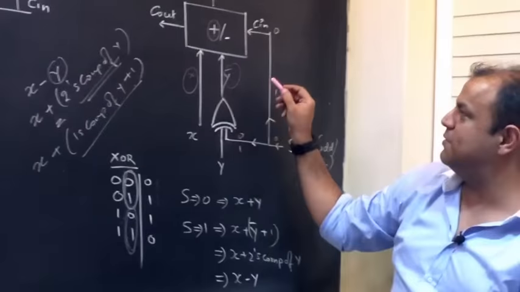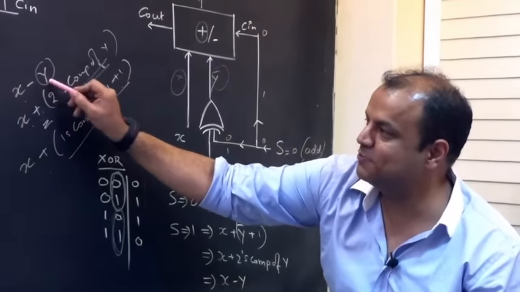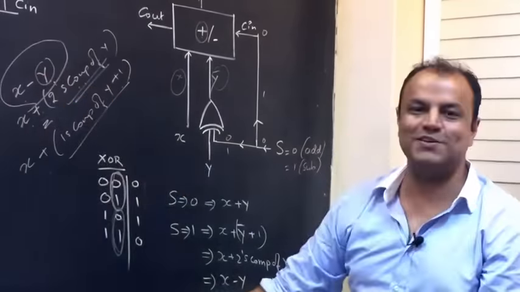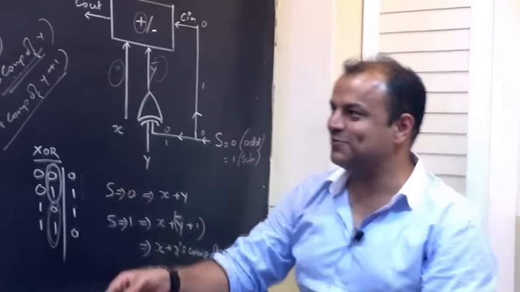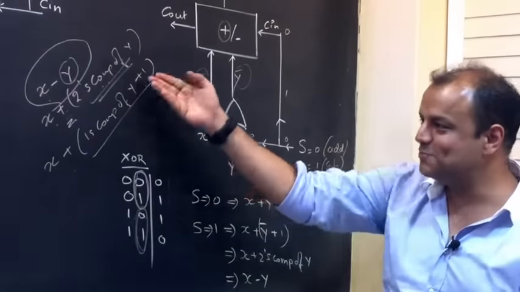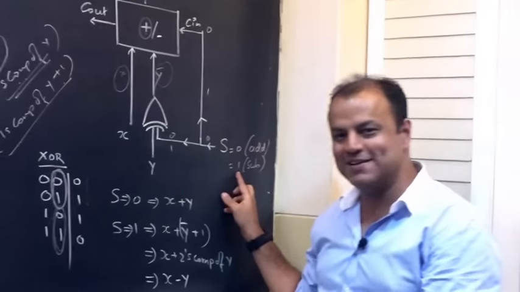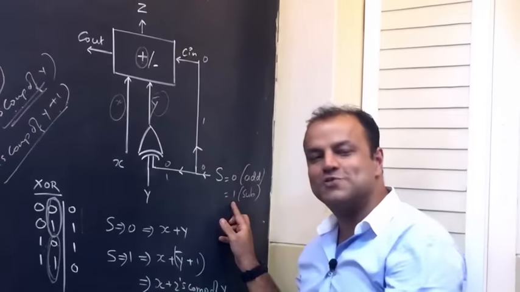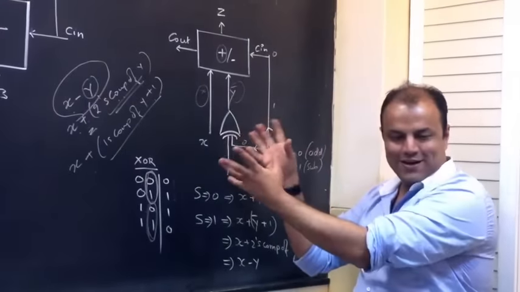Now what is 1's complement of Y plus 1? 2's complement. So you're doing X plus 2's complement of Y. X plus 2's complement of Y means you're doing X minus Y. Please tell me, did you understand this? Yes? X minus Y is X plus minus Y. What is minus Y? 2's complement of Y. So X plus 2's complement, that is X plus 1's complement of Y plus 1. Which means by just keeping S as 1, the same circuit will do subtraction. By keeping S as 0, the same circuit will do addition. So the circuit remains the same.